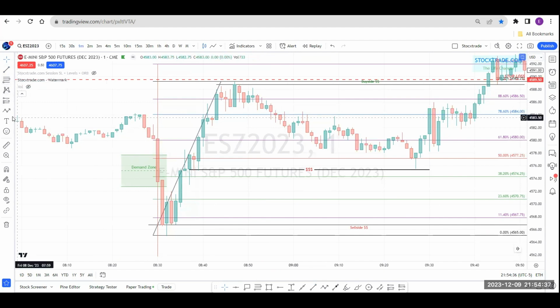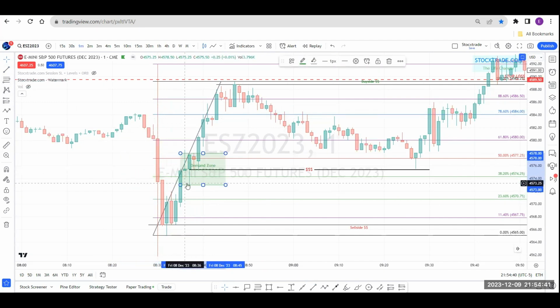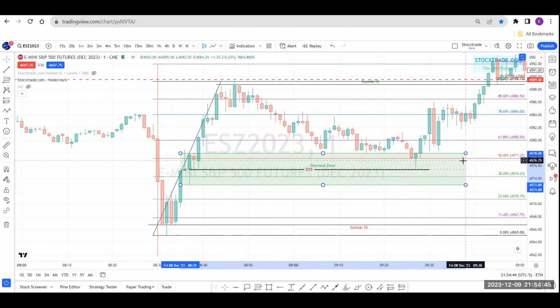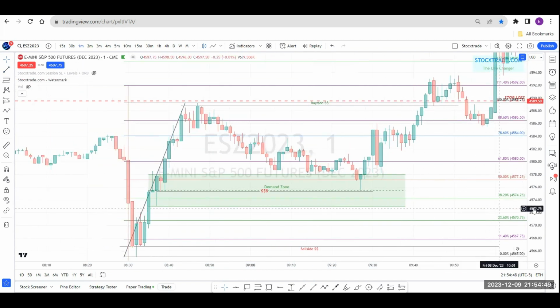Where is my demand zone? That was my demand zone, the wick and the body. So I can extend. Okay, so what we have is in my discounted zone, below 50%.